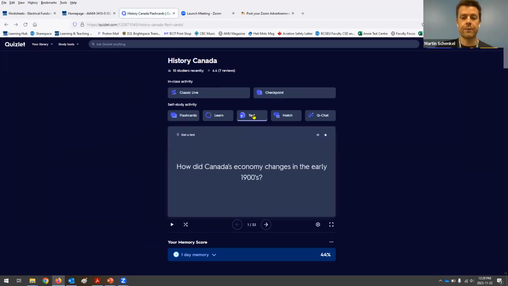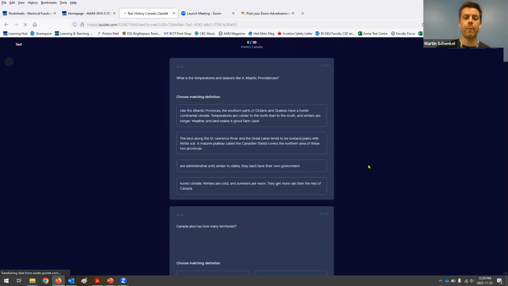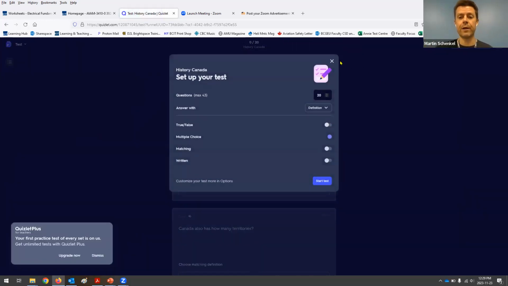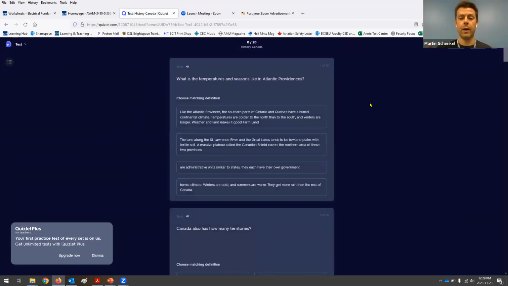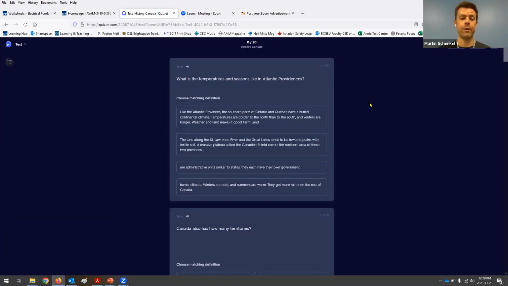there's a test function here. So this is now like a mock test. So it's regurgitated all your inputted questions and answers into various test questions. And so rather than just a continuous line of flashcards or matching or multiple choice, it now limits it to a mock exam, mock test. So 20 question test here.